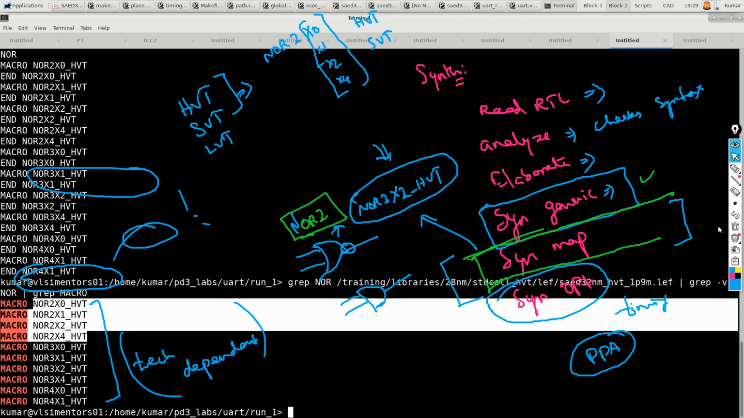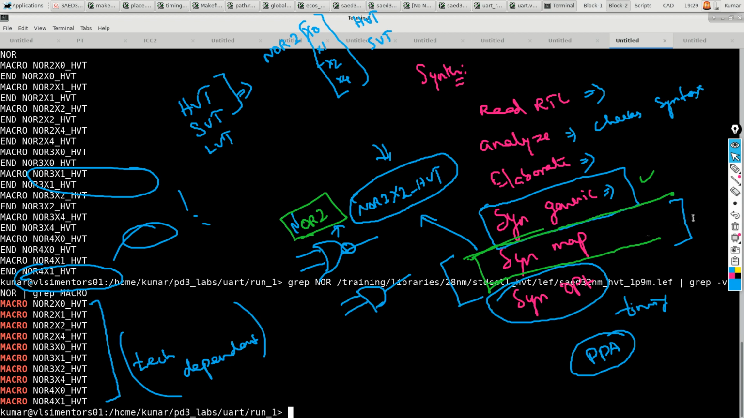Just another question, is this synthesis work done by DFT people? No, there is a separate synthesis team. DFT is separate. So we do synthesis and then we give it to the DFT team. Okay, got it.